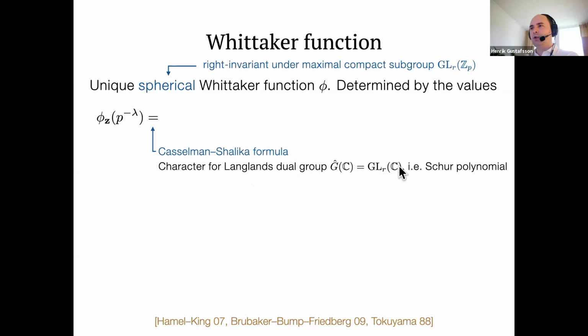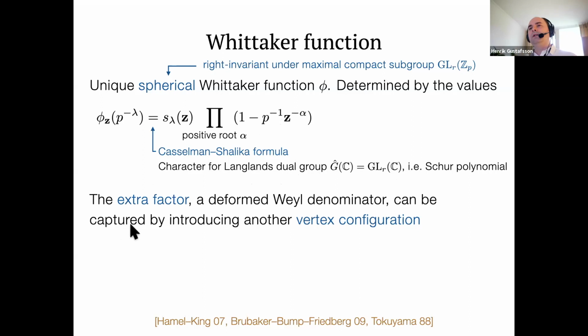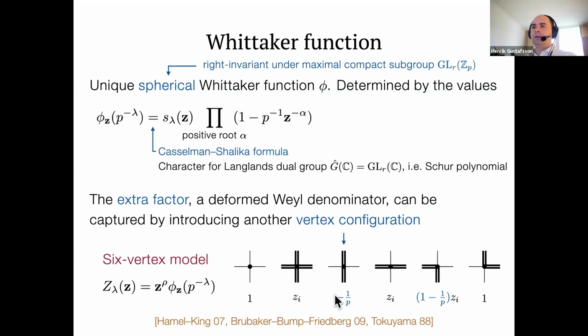Now we get this extra factor here, but that can be incorporated into the lattice model by introducing another vertex configuration, this one here. So we get a 6-vertex model instead of a 5-vertex model. And the partition function for this one is z to the rho and this spherical Whittaker function at this particular argument. So to summarize, we have shown the connection between spherical Whittaker functions, Schur polynomials, and lattice models.